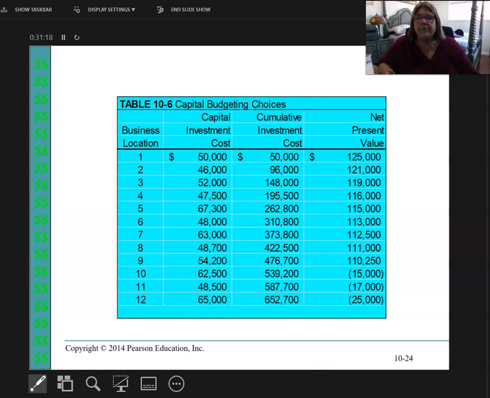So here are my options. Here are my choices. This is a business location, different business locations, the cost for them, the cumulative investment cost, the NPV. So based upon what I choose, I have to make that decision. And I could be choosing one thing over another. It just depends. So it doesn't necessarily say you're always going to take the lowest cost. You might choose another one for a particular reason.